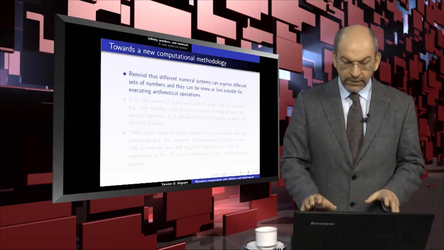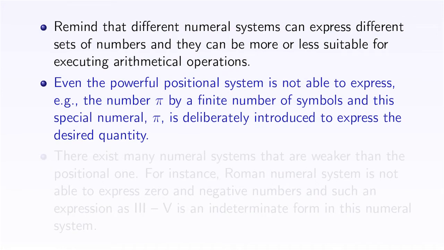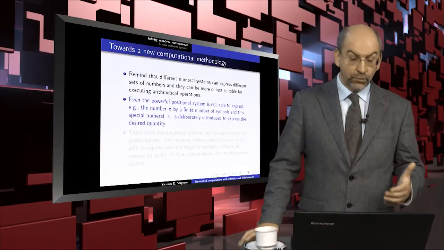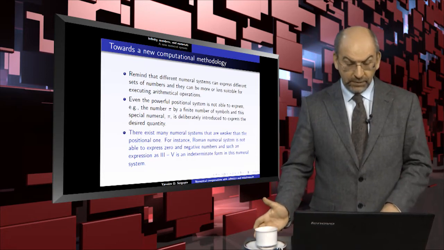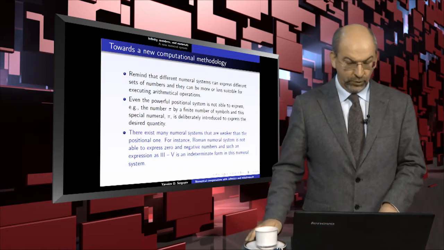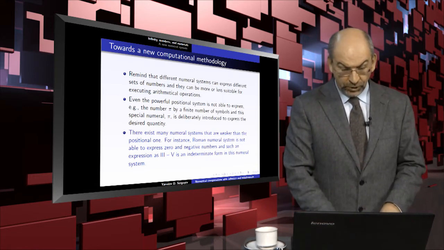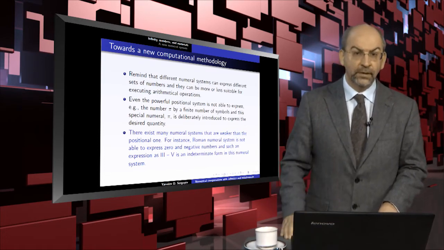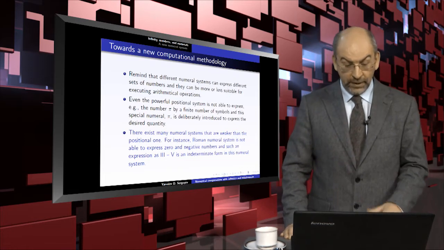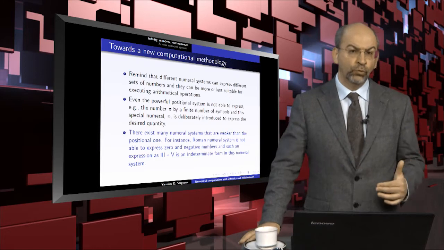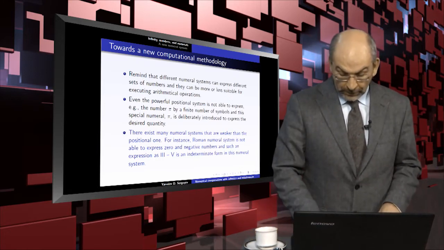So it is necessary to remind that different numeral systems can express different sets of numbers, and they can be more or less suitable for executing arithmetical operations. For example, even the powerful positional system is not able to express by a finite number of symbols, for example, the number pi. The requirement to express by a finite number of symbols is necessary for executing practical numerical computations. Then there exist many numeral systems that are weaker than the positional one. For instance, the Roman numeral system is not able to express 0 or negative numbers. And such an expression, for example, like 3 minus 5 written in Roman numerals is an indeterminate form in this numeral system. So Romans were not able to write any theorem including 0 or negative numbers.